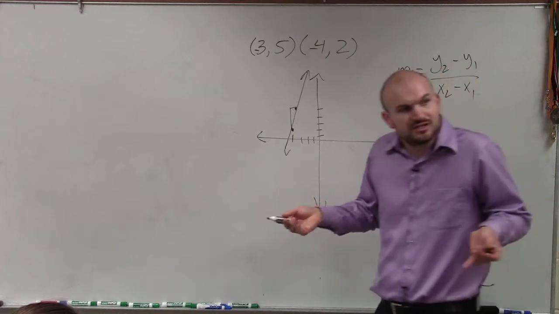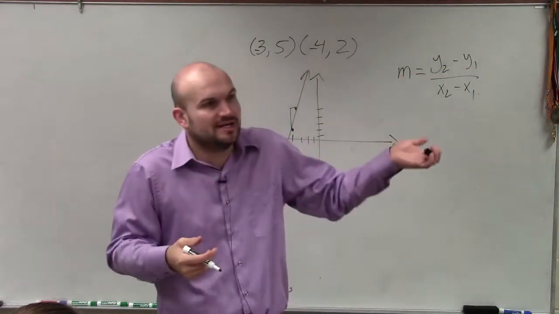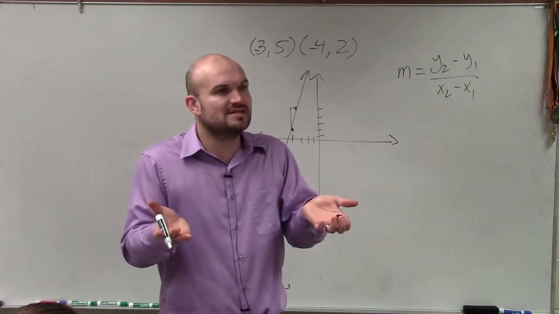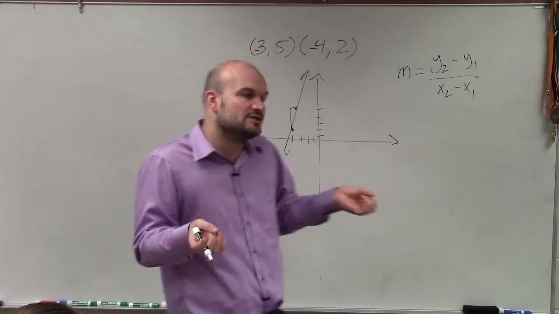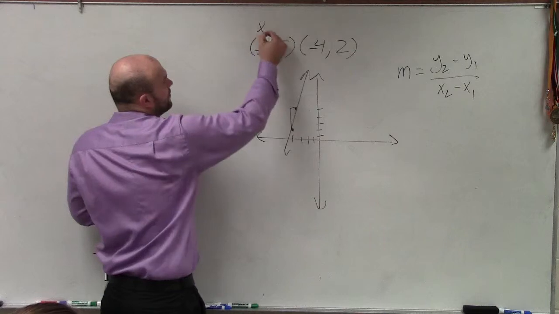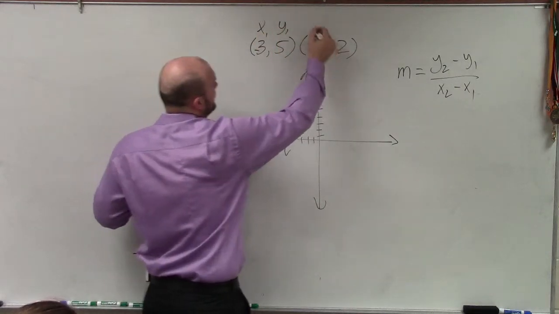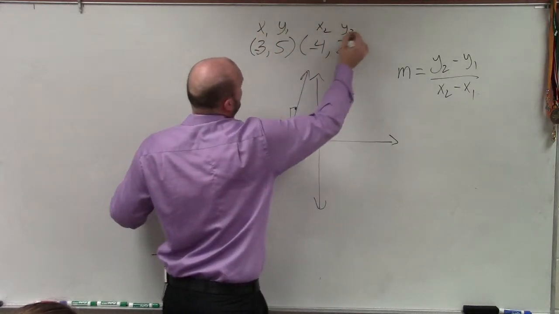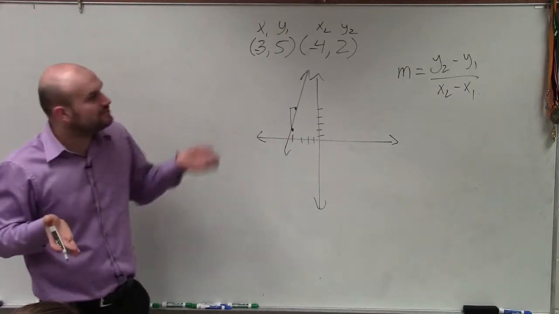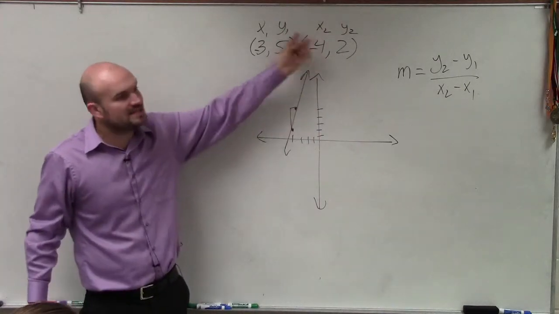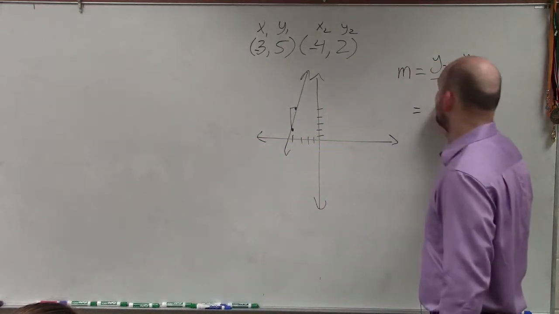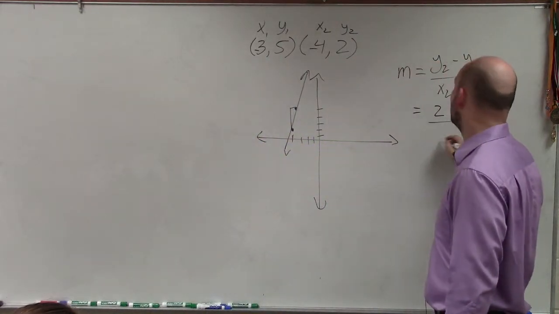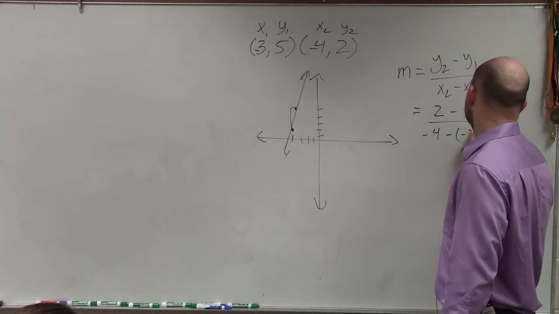To find change, just like I mentioned, Mackenzie, if I said it was 80 degrees last week and it's 60 degrees this week, the change is 20 degrees, right? So we're subtracting to determine the change. So we need to first make sure we label our coordinates. And I'll use the subscripts just to differentiate between the y coordinates and the x coordinates. Now to find the change, I just plug them in. 2 minus 5 divided by negative 4 minus negative 3.